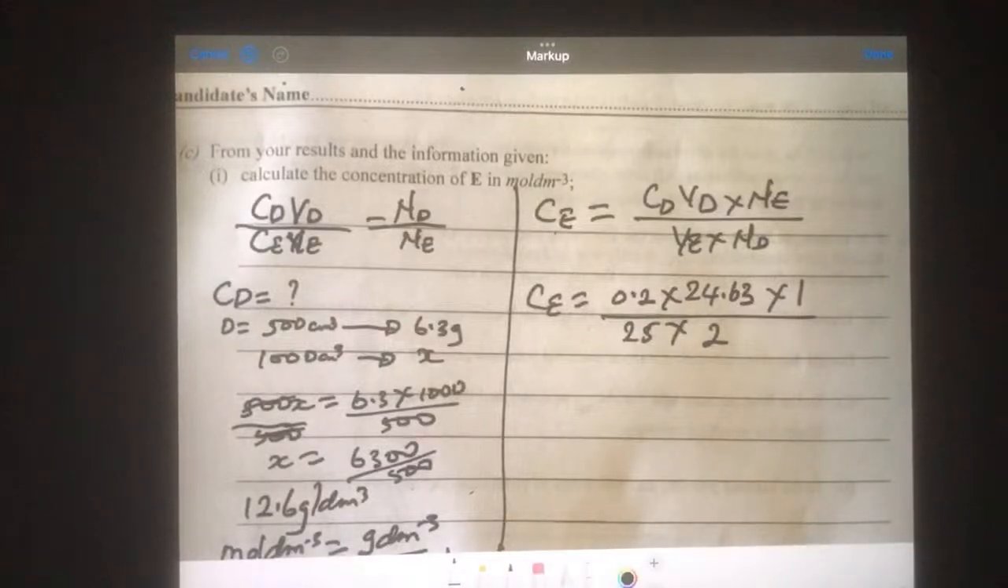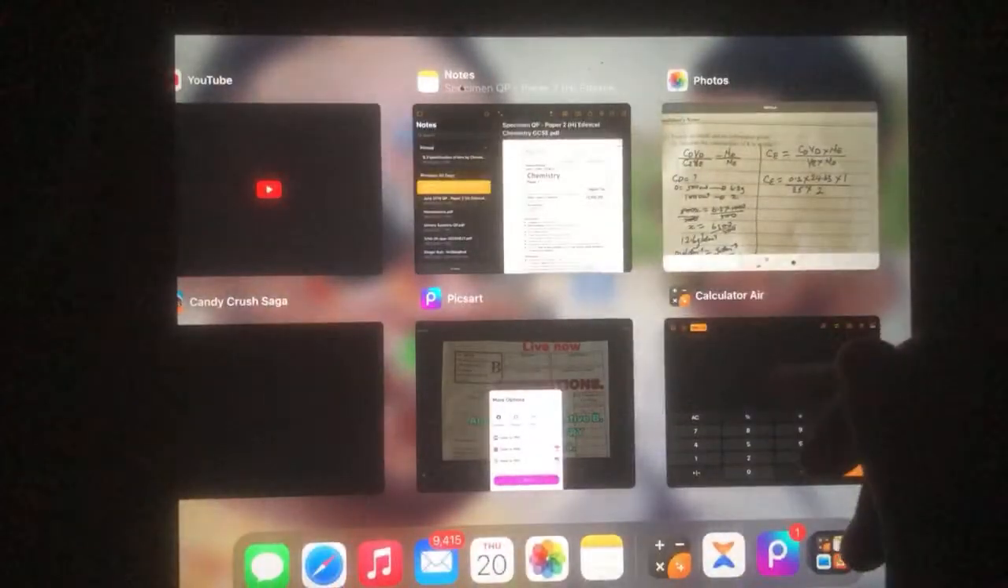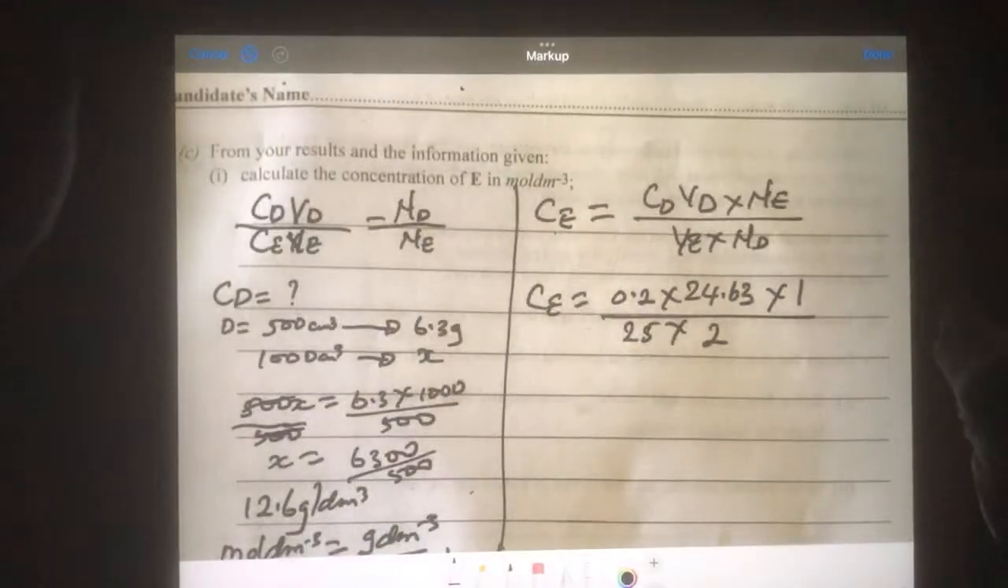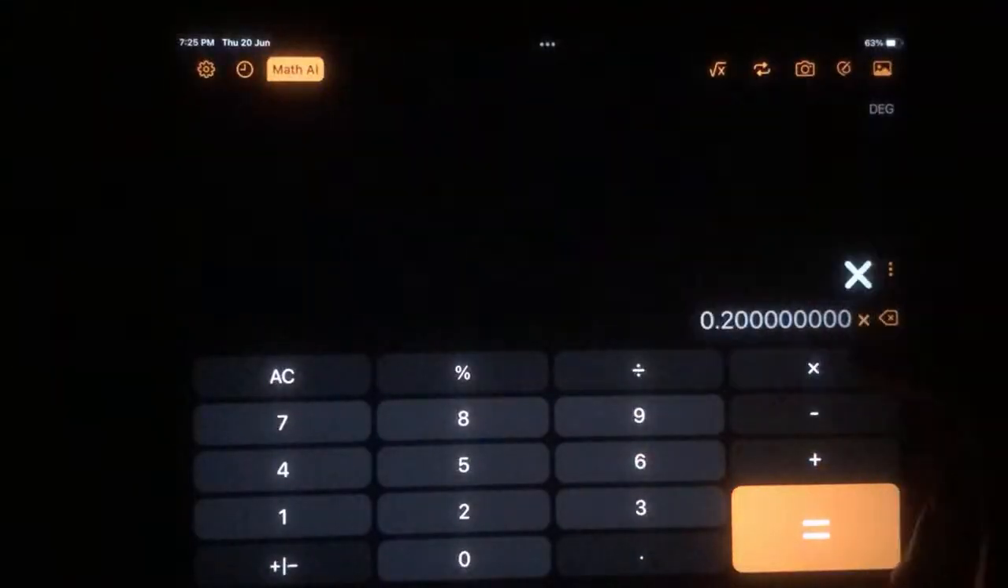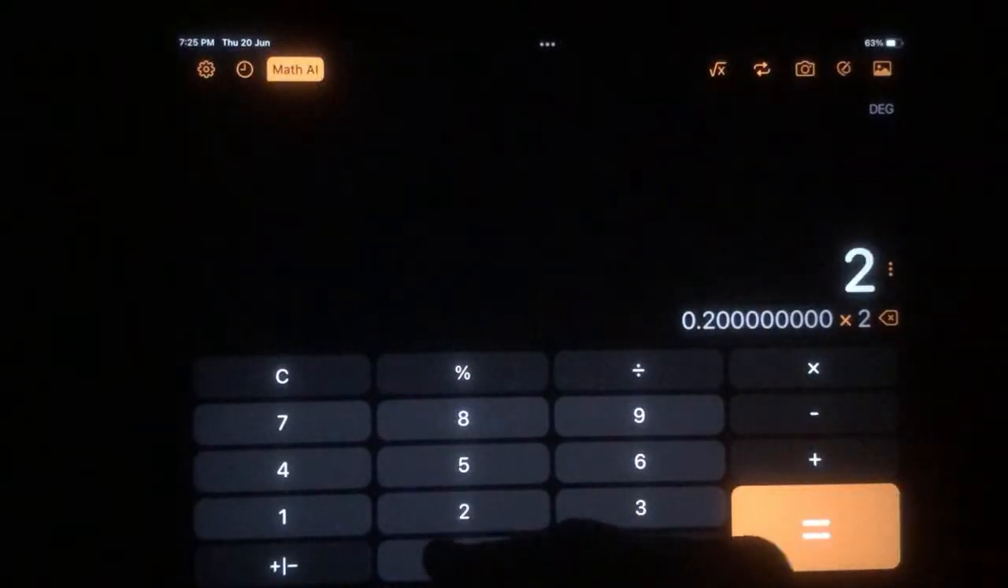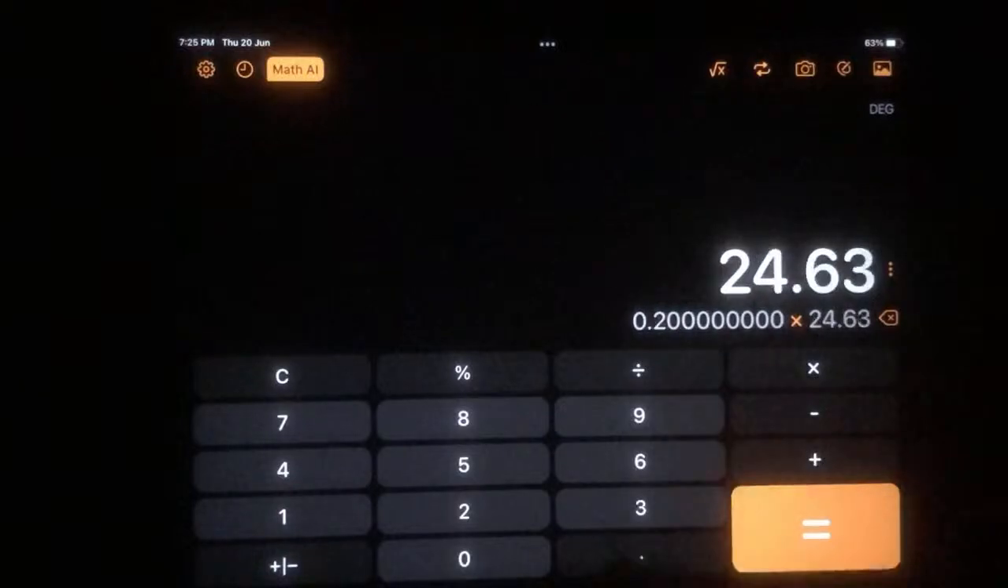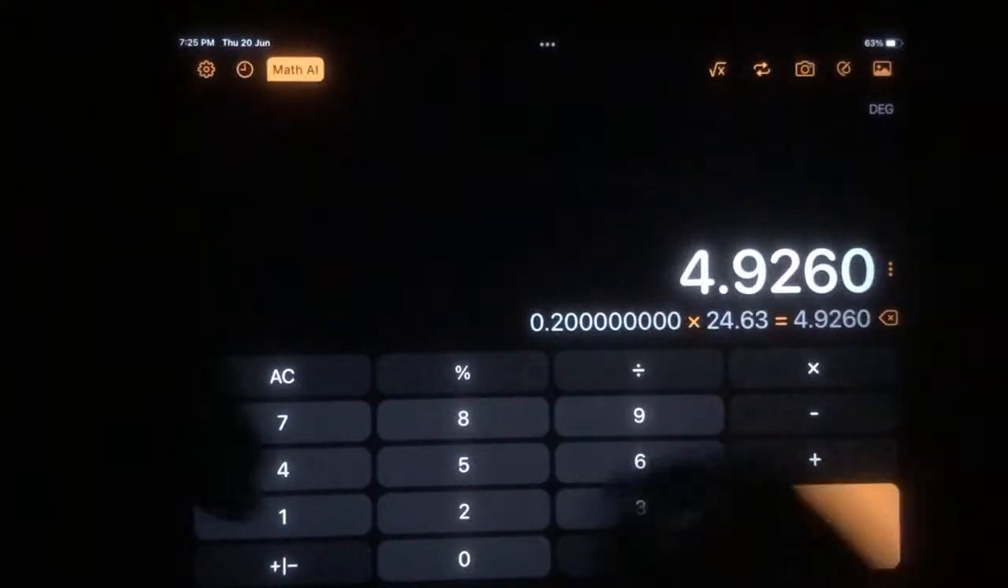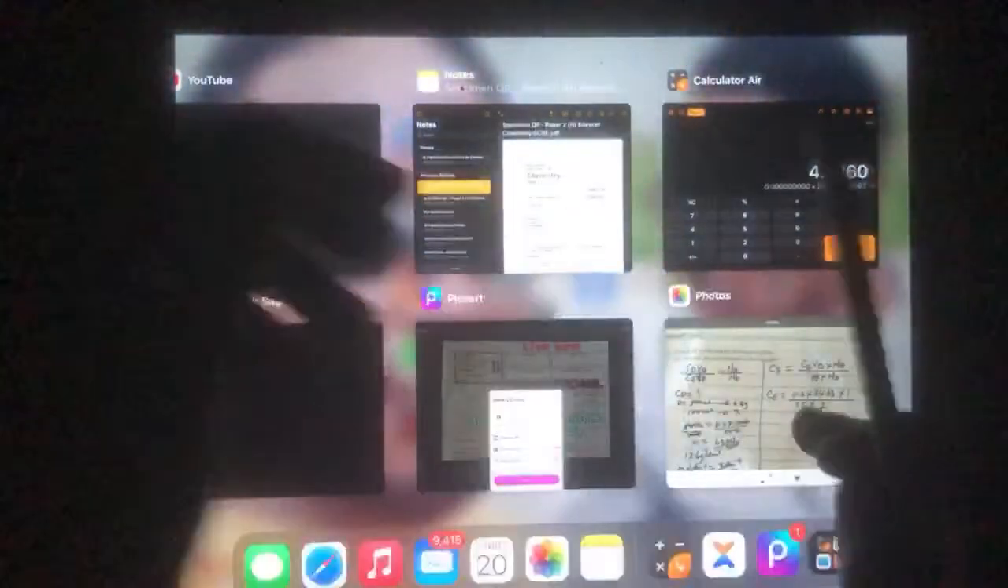So from the calculator department, we will have that 0.2 times 24 is going to be 2.4 times 2, which will give us around 5 point something. But let me go here and multiply it. 0.2 times 24.63, the other one is 1, which is the same thing. So we have 4.926 divided by 50, of course.